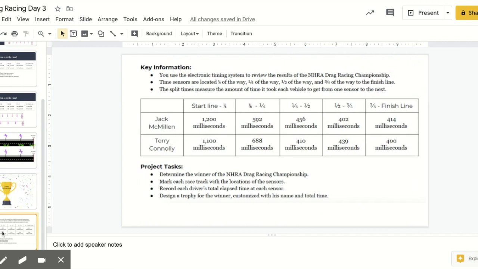So this looks a lot like your assignment you are doing today. You're looking at Jack and Terry drag racing from the start line to 1/6, 1/6 to 1/4, 1/4 to 1/2, 1/2 to 3/4, and 3/4 to the finish line. And you're doing the same things, determining the winner, marking each racetrack, recording each driver's total elapsed time, and designing a trophy for the winner, customized with his name and total time. Okay, so you are going to do that task today, adding up the amount of milliseconds.